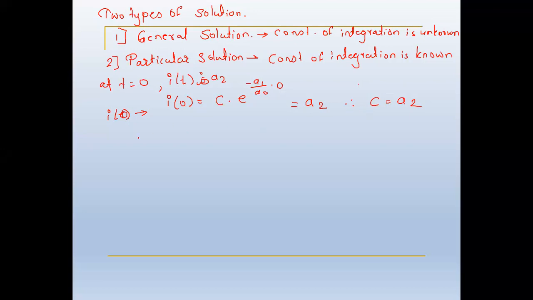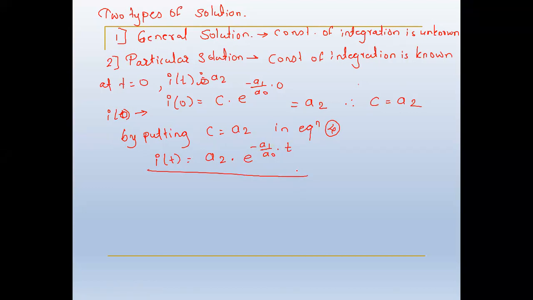By putting c is equal to a2 in equation 4, which we have already mentioned, what it becomes now is I of t is equal to a2 into e raised to minus a1 by a0 into t. So this is the particular solution of the homogeneous equation. Hope you have understood this point.